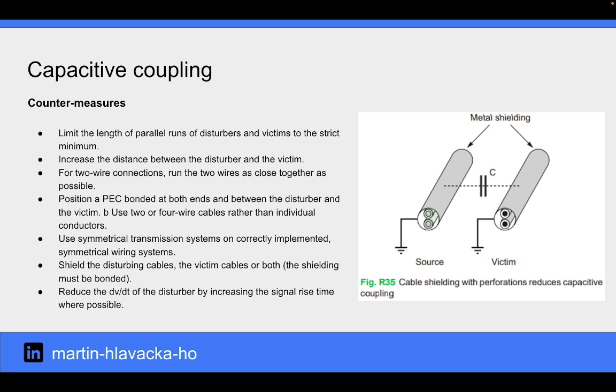Use symmetrical transmission systems on correctly implemented symmetrical wiring systems. Shield the disturbing cables, the victim cables, or both. Or reduce the dV/dt of the disturber by increasing the signal rise time where possible.